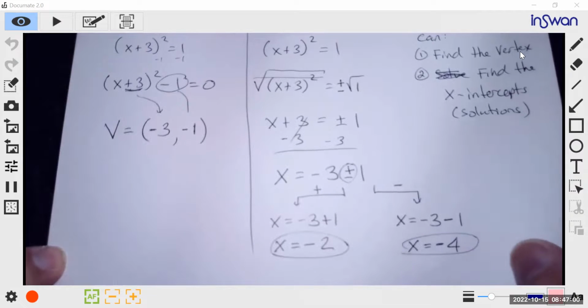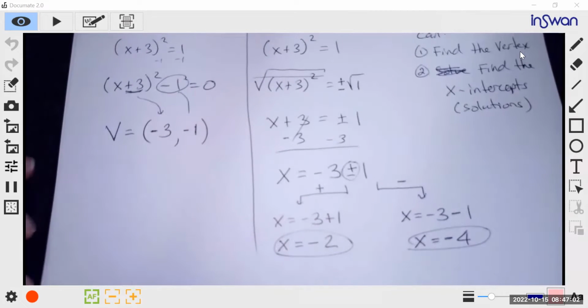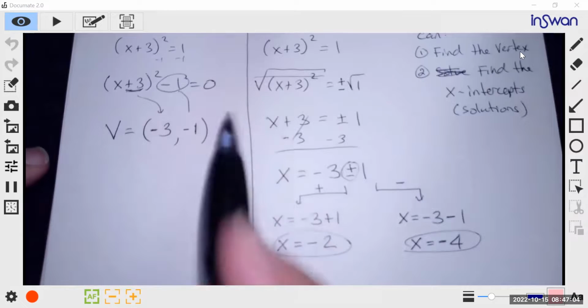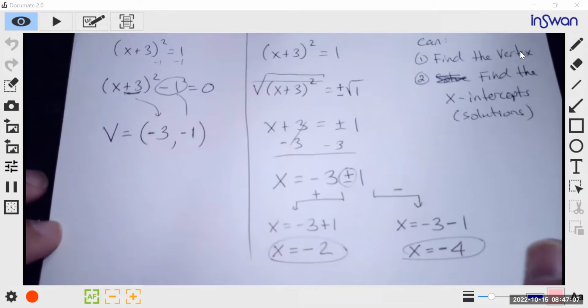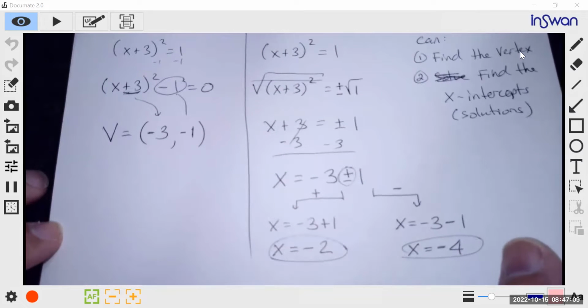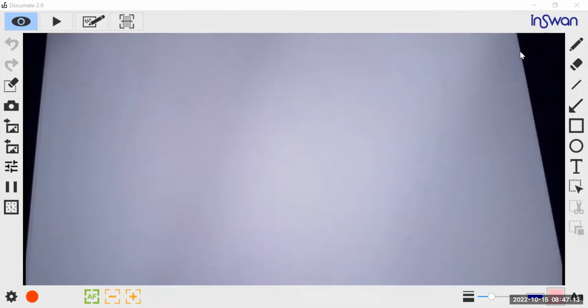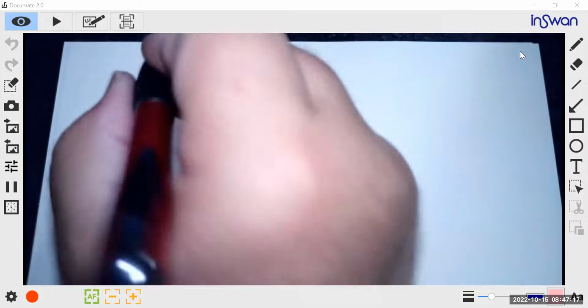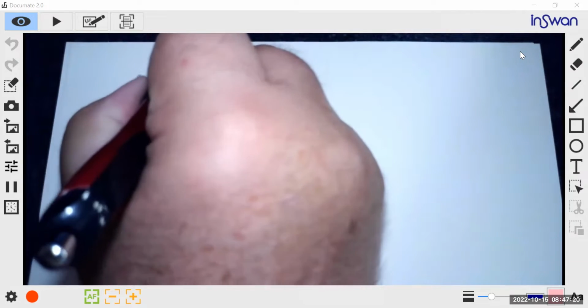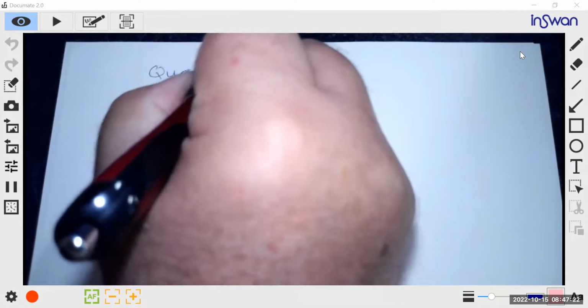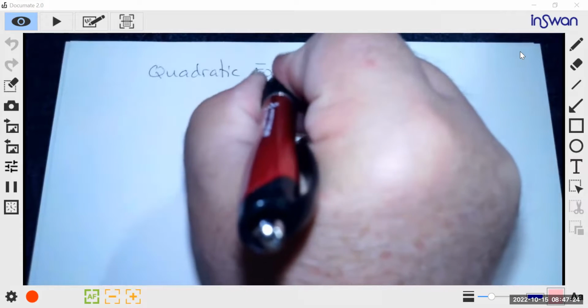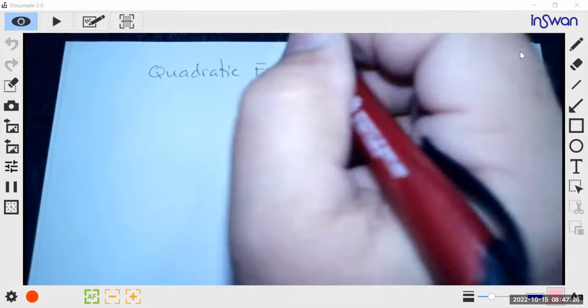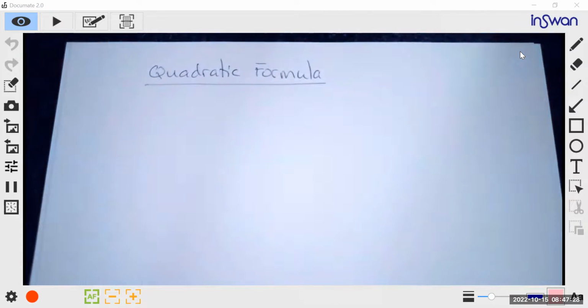Right? So that's the complete the square method. It serves two purposes. We can find the vertex halfway through, or we can find the x-intercepts, or both. Now, if you're just asked to solve it, if you're asked to find the x-intercepts, the quadratic formula will always work.